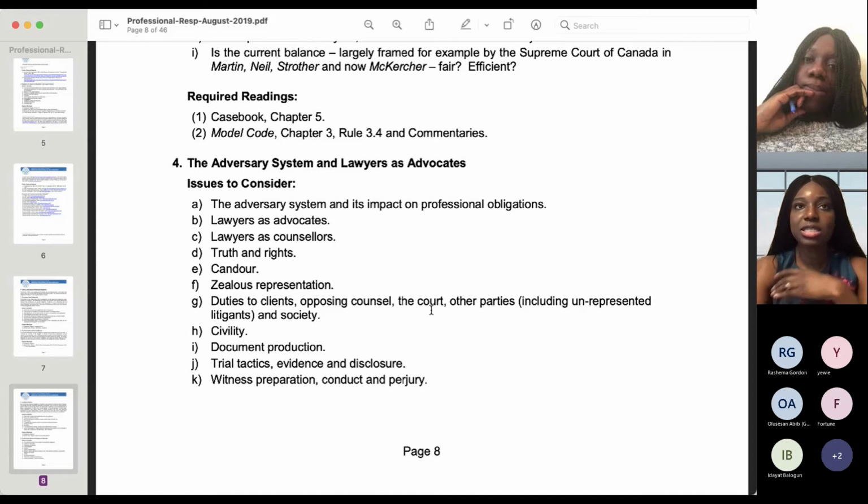Duty to the court is that you would be respectful. You would speak courteously, things like that. Other parties and the society. So these are the things that you're considering when you're an advocate. You're not just considering the client or just yourself. Then they talk about civility, which I've talked about when talking about relating to the court and counsel. Document production.